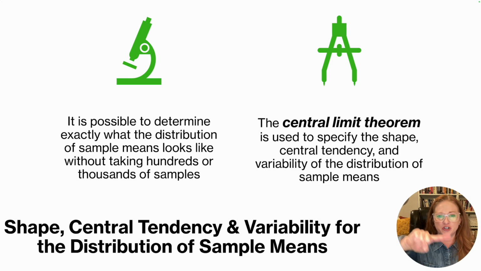So shape is that normal distribution, that perfect bell curve, if you will. Central tendency, where are the scores piling up at? Where are the bulk of the scores at? Where are those tails at? Variability. Are the scores all over the place, right? Or are they kind of clustered together? Okay. The central limit theorem tells us that, right? We can use the central limit theorem to kind of give us that sneak peek into our distribution of sample means.